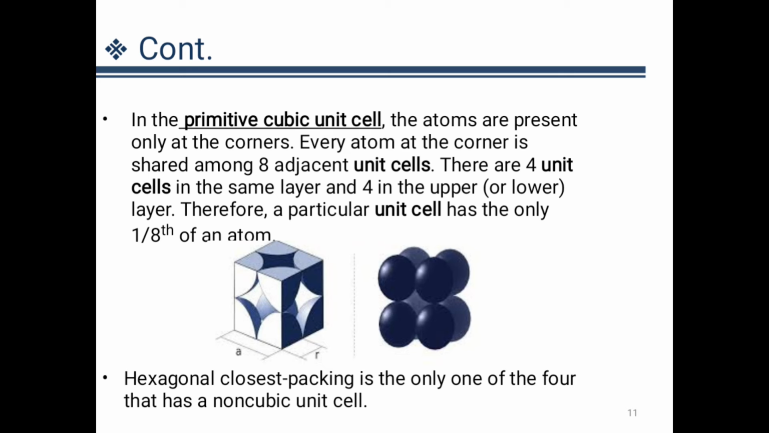So in the primitive cubic unit cell, the atoms are present only at the corners. Every atom at a corner is shared among 8 adjacent unit cells. There are 4 unit cells in the same layer and 4 in the upper layer, and therefore a particular unit cell has only 1/8 part of an atom. So here the structure shows 8 adjacent unit cells. Hexagonal closest packing is the only one of the four that has a non-cubic unit cell.